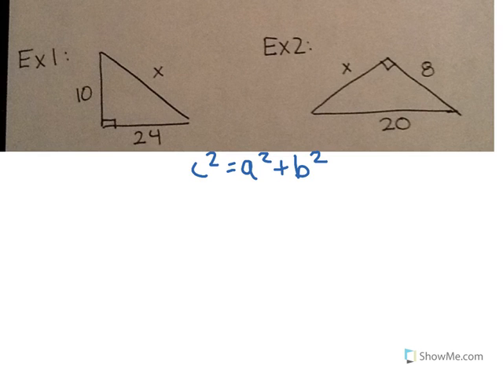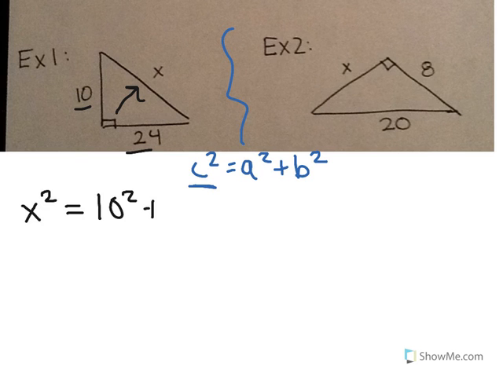So what I know is that c squared equals a squared plus b squared, and that c is always my hypotenuse. So let's take a look at example 1 first. In example 1, x is my hypotenuse, so I'm going to plug x in for c. Equals, and then it really doesn't matter who a and b are, because they're both legs. So you just do 10 squared plus 24 squared. It won't matter because you're adding them anyway, so you can add in any order. And we're just going to square everything.